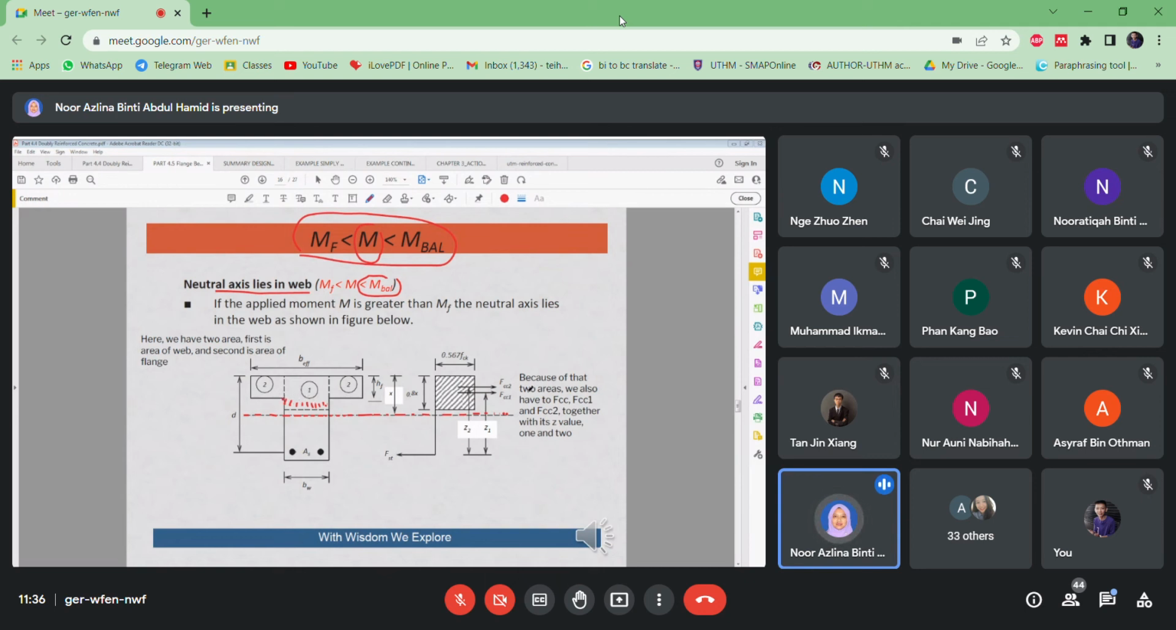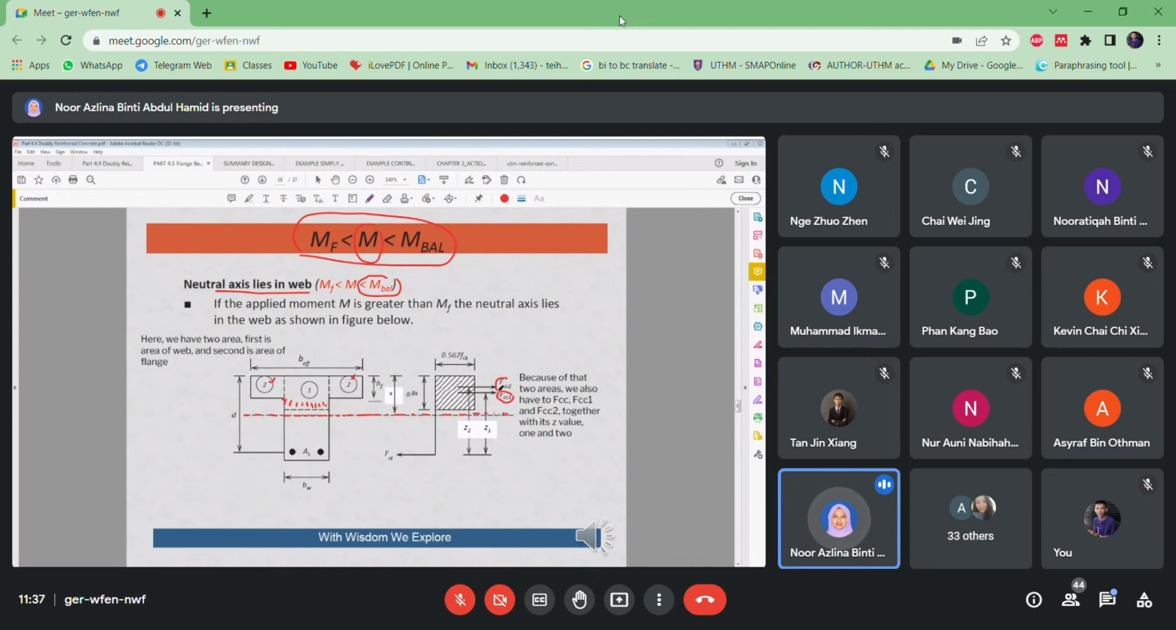So that's why for the forces, there will be an Fcc1 for the first area here, okay, with the combination of flange and web. And the second area is the concrete of the flange. Okay, this is the second area for the concrete of the flange.